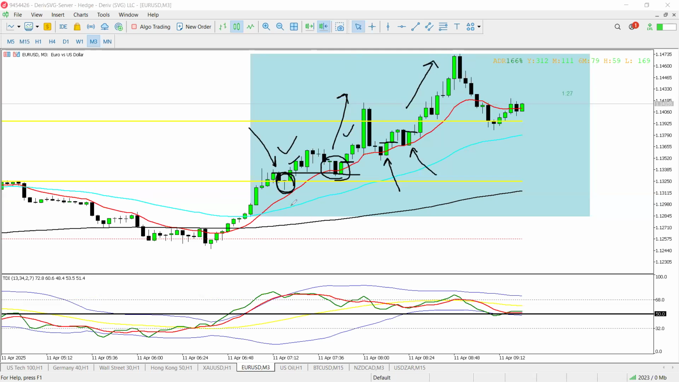So out of these 1, 2, 3, 4, maybe 5, you are only trying to get one perfect entry which resonates with you. So if this resonates with you, you can take that trade. If this resonates with you, you can take that trade.